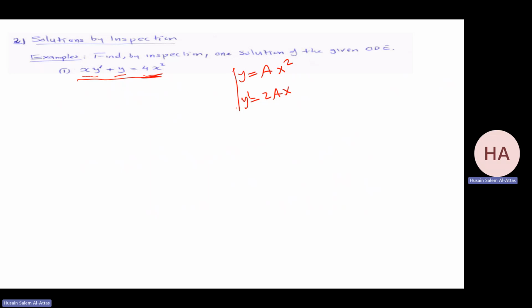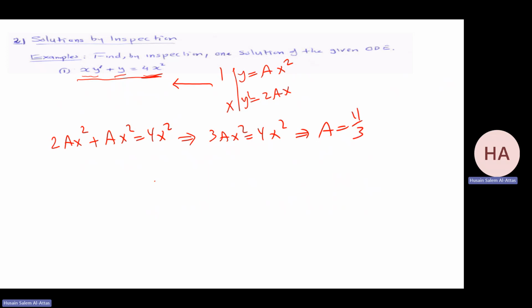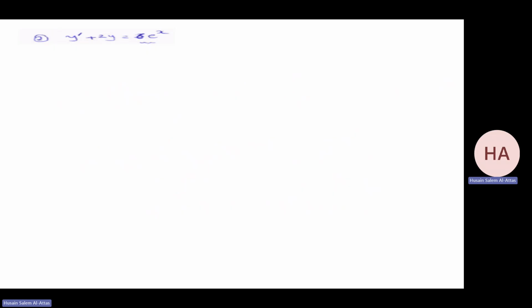xy prime, so this is x times 1. Substitute it here in this equation. So I have 2ax squared plus ax squared equal 4x squared. That means 3ax squared equal 4x squared, so a equals 4 over 3. So my function, or my guess, is one solution. Maybe there are other solutions, okay? So it will be 4 over 3 x squared. You can easily check, it will satisfy this equation, for sure.